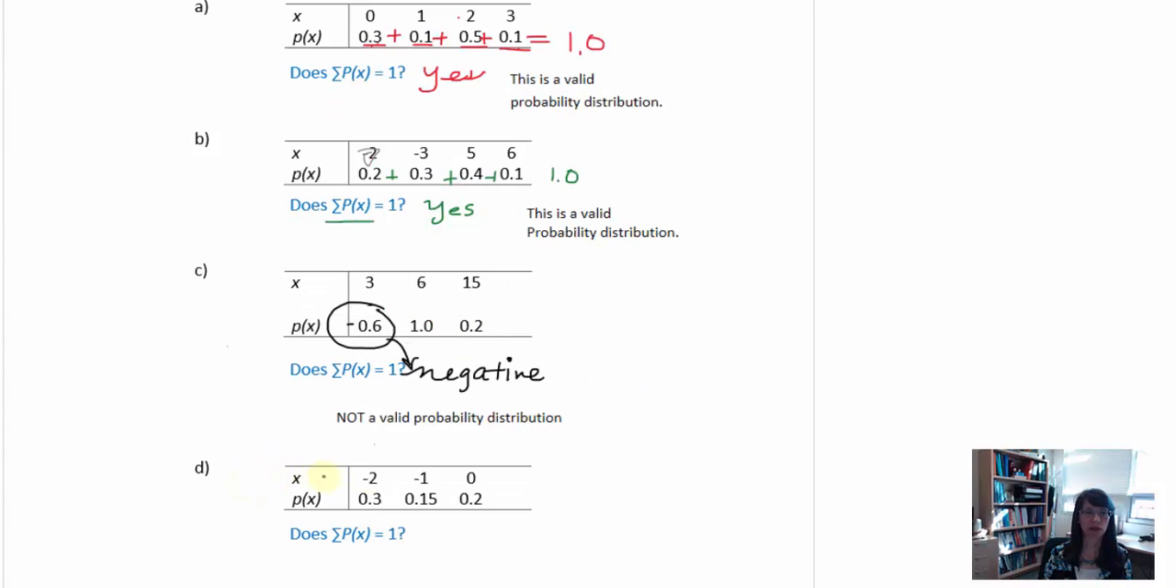And our last table, x values are -2, -1, and 0. Again, negative values for x are okay. We don't want any probabilities equal to negative values. And we have positive 0.3, positive 0.15, and positive 0.2. So that looks okay. The only thing left to consider is, does the sum of those probabilities equal 1? So when we add 0.3 to 0.15 to 0.2, we're going to get 0.65. That is not equal to 1. So this last example is not a valid probability distribution.